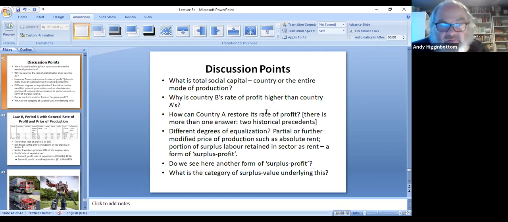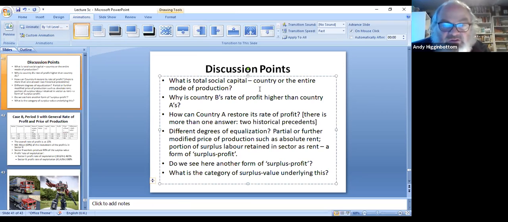Okay, so one of the questions is, what is the total social capital? Another question is, why is country B's rate of profit higher than country A's? Well, the reason I've already given, and I won't leave this an open question, I'll tell you the answer: it's because country B invested more in the low organic composition, high rate of surplus value sector. That's how it got a higher rate of profit.